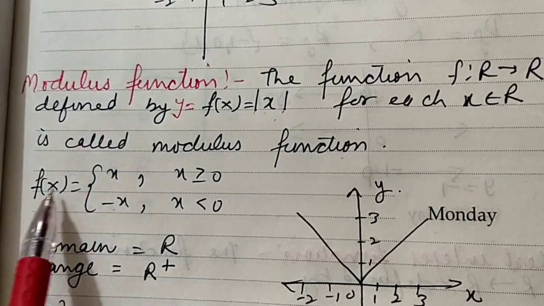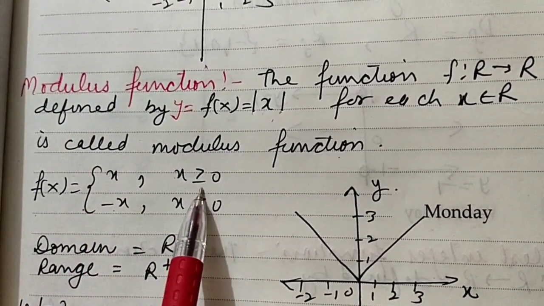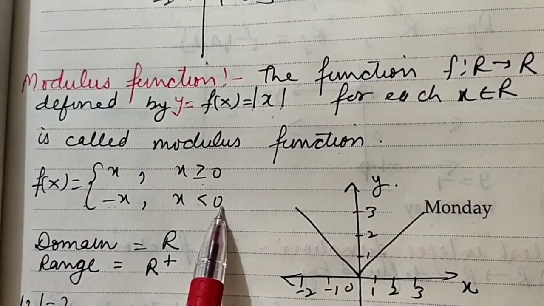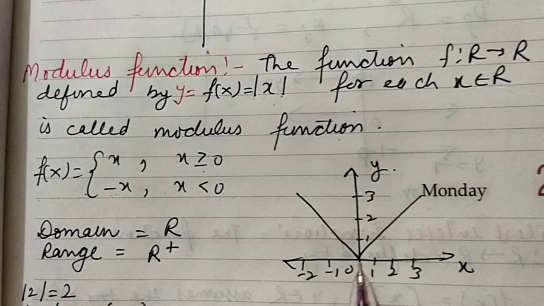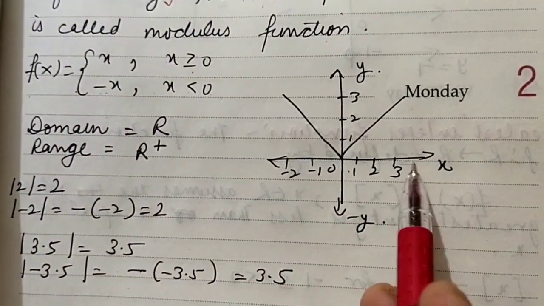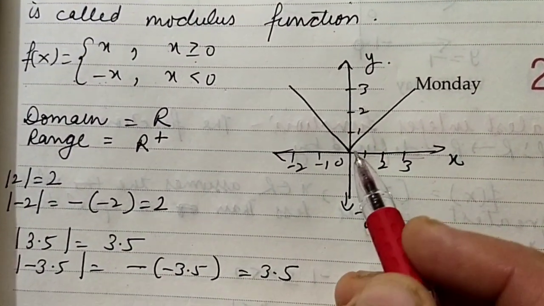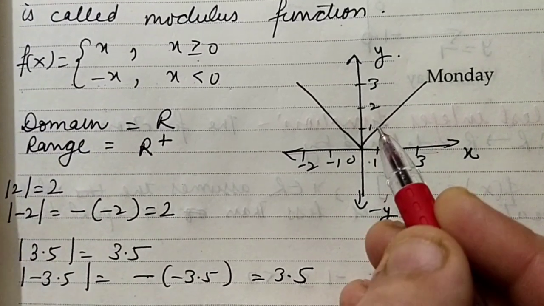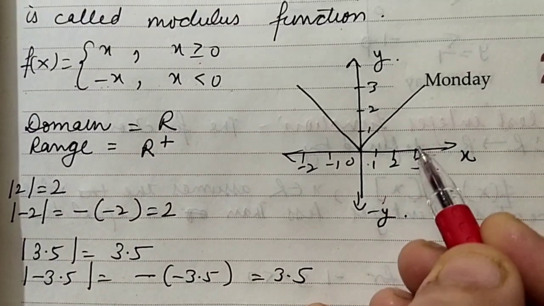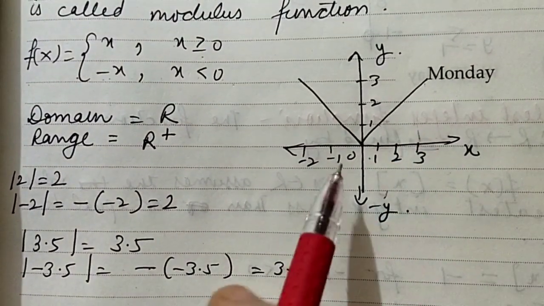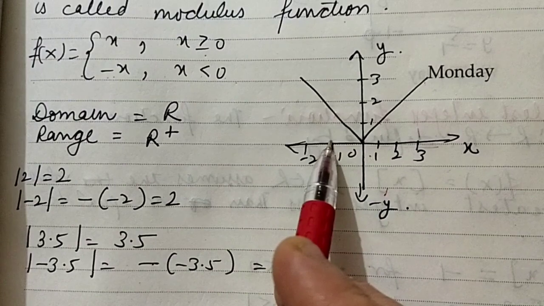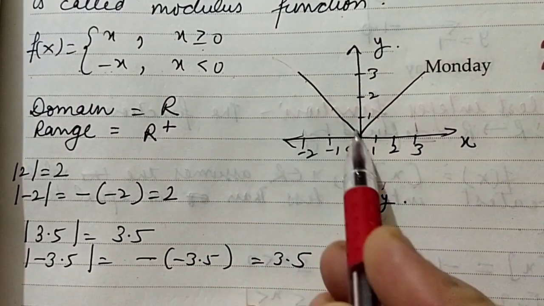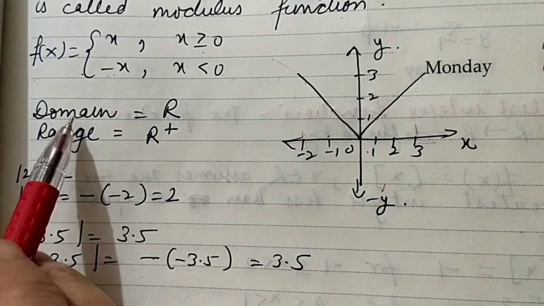We will define it as x when x is greater than or equal to 0 and minus x if x is less than 0. So this is the graph of this function. This is x-axis, y-axis. For any positive value of x, or when x is equal to 0, when x is 1, y is 1, x is 2, y is 2, x is 3, y is 3. And for negative values of x, when x is minus 1, y is 1, when x is minus 2, y is 2. So this is the graph of modulus function.